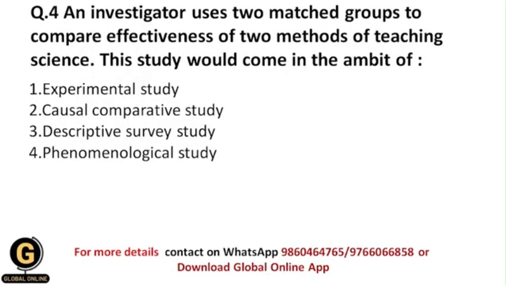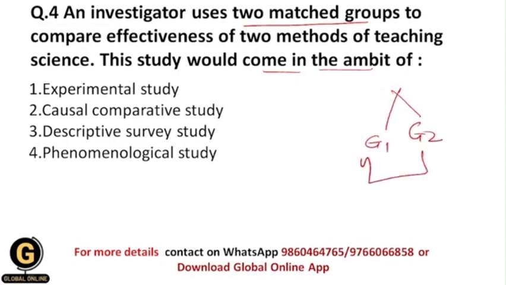An investigator uses two matched groups to compare the effectiveness of two methods of teaching science, and this study would come in the ambit of. So the investigator wants to see the effectiveness of two methods of teaching science, and for that he has made two matched groups. I have two groups here, group 1 and group 2, and I'm going to compare these groups because I want to study the effectiveness of two methods of teaching science. So for such a study, what kind of study am I going to follow?